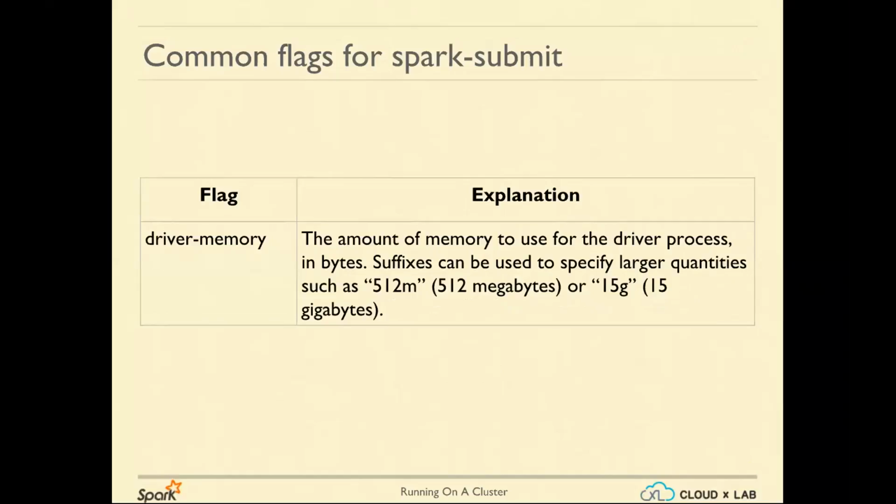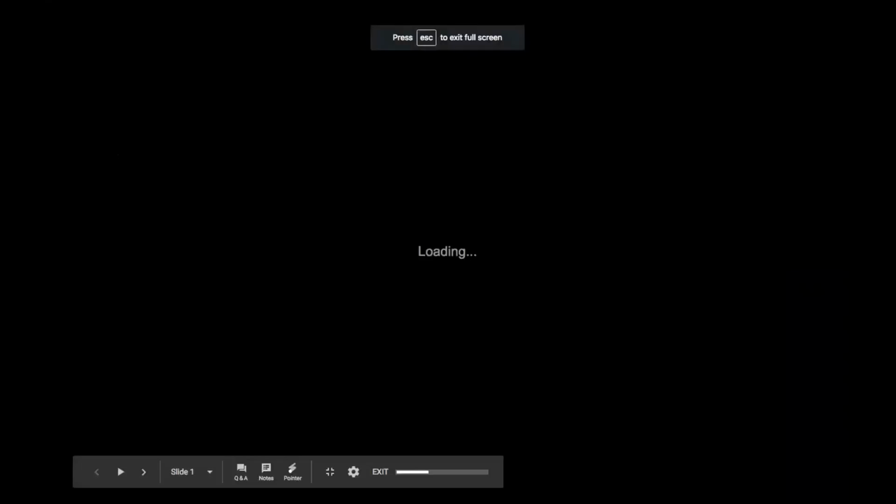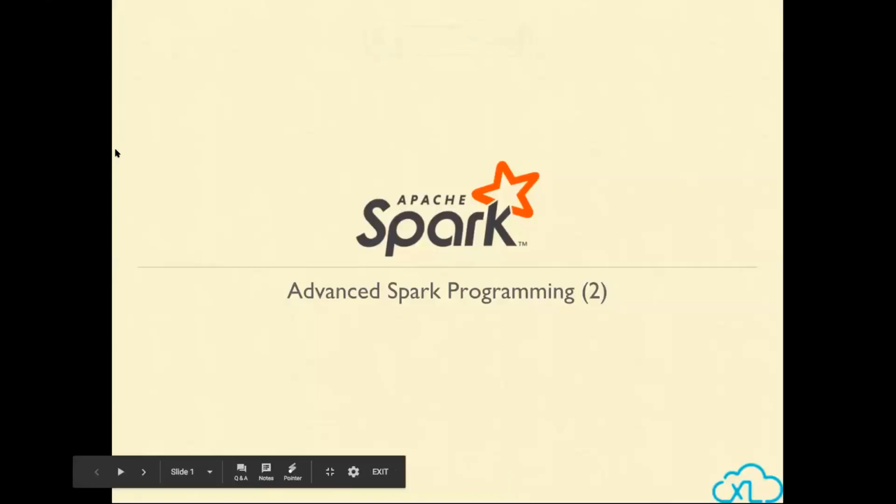All right, so that was pretty much about running on the cluster. Now let's go over advanced programming. Most of these are basically the flags you could use to optimize your Spark program.